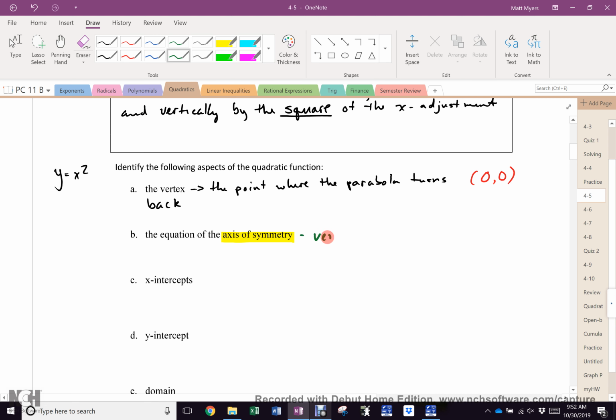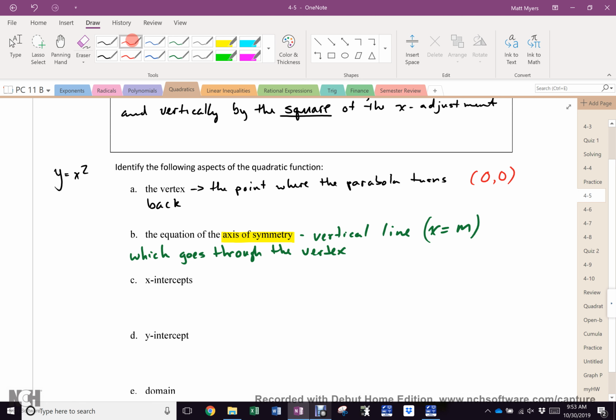It is a vertical line, and if it's a vertical line, it's x equals something, right? X equals m, some number, if it's a vertical line, which goes through the vertex. And what is it in this case? It's x equals what? 0. Everybody cool? All right.